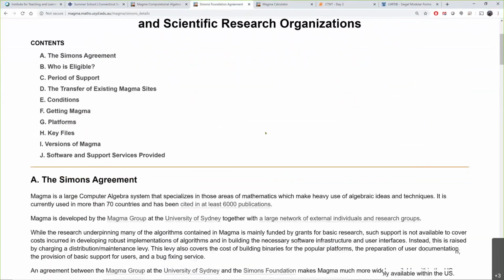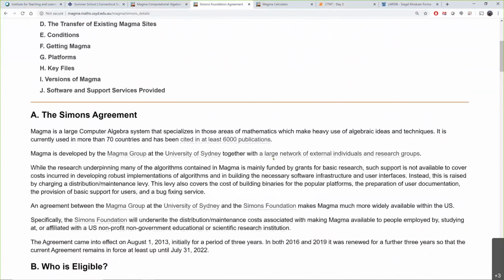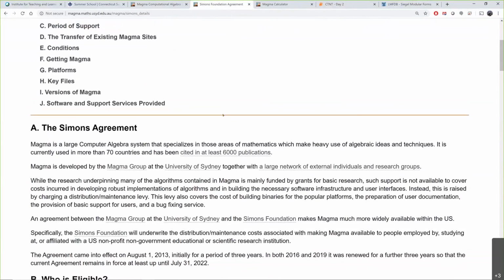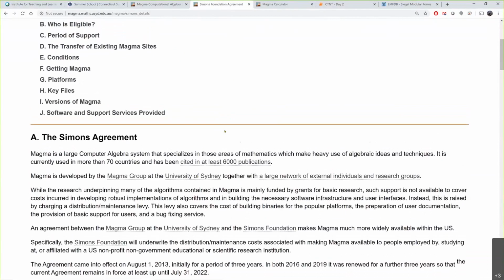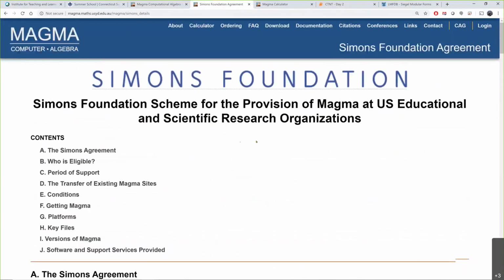Right now, there is an agreement that goes through July 31st, 2022, and nonprofit public universities and institutions in the US, nonprofit, non-government, educational or scientific research institutions, can get a free license to Magma. So myself, through UConn, we have, through the Simons Foundation, a Magma license, which is pretty nice.